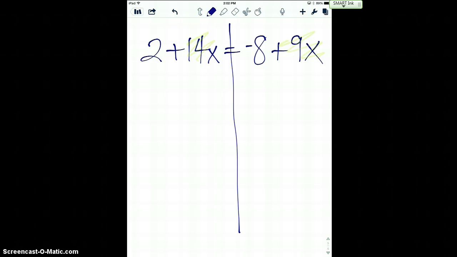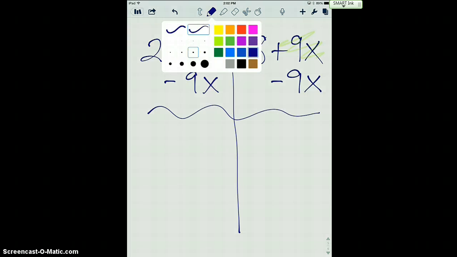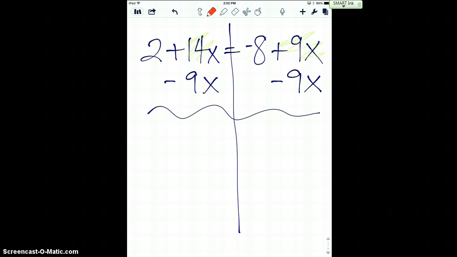So 9x's I'm going to bring to the 14x's. And how am I going to do that? If I add 9x, and I add 9x over here, will the 9x and the 9x cancel out and vanish away so that I have no x's left on the right side? No, they won't. So I cannot add. I'm going to have to subtract 9x's on both sides of the equation. So in that particular step, what property are we using? Well, we were using subtraction on both sides. So this is the subtraction property of equality.